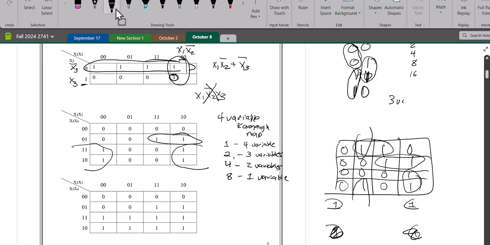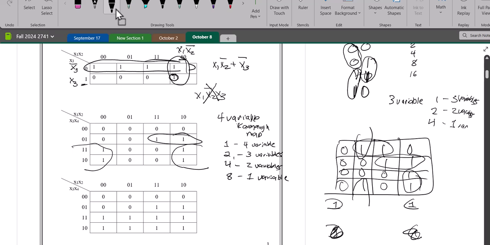If you had a 3-variable Karnaugh map, a group of 1 would have 3 variables. A group of 2 would have 2 variables. And a group of 4 would have 1 variable. Yeah, just like we had up on that one.